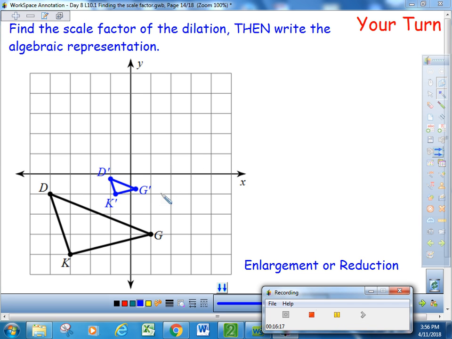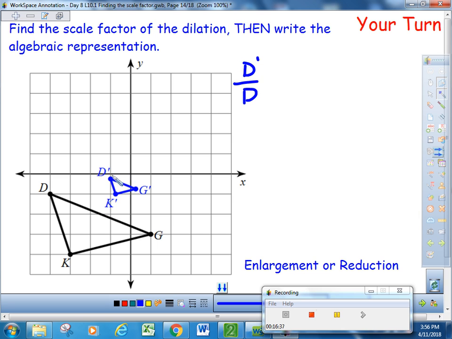Okay, you should have completed by now. And let's see, which shape or which vertex point will I pick? I think I'll pick D. I'll pick D and D prime. D prime over D.